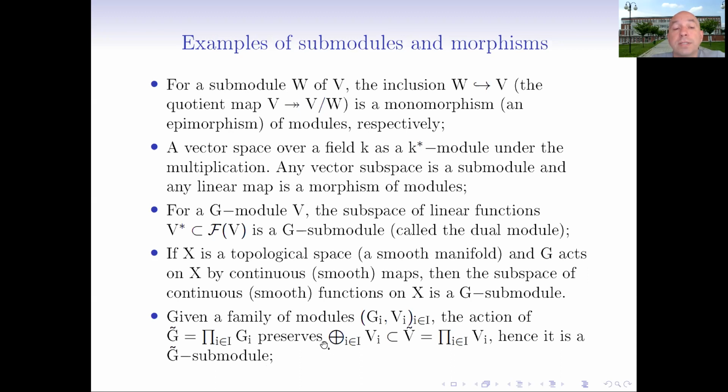If we come back to products, suppose we have a family of modules Vi over Gi parameterized by the index set I. Then, as we have seen before, the product of groups G tilde acts on the product of all Vi's, but it also preserves the direct sum, which is the subspace of elements in the Cartesian product such that only a finite number of components is non-zero. It's obvious that G tilde will preserve this, because if some component is 0 and you apply a linear map, it will stay 0. So if there was a finite number of non-zero components, it will again be finite, on the same positions. So the direct sum is a submodule.